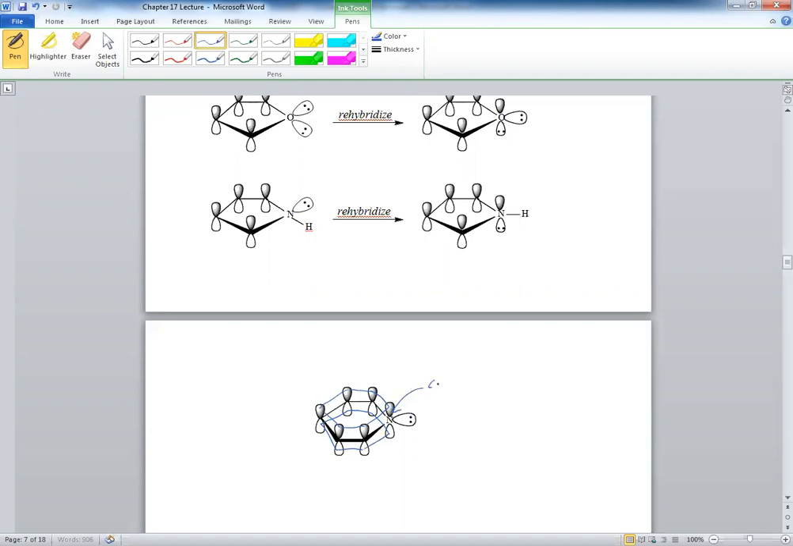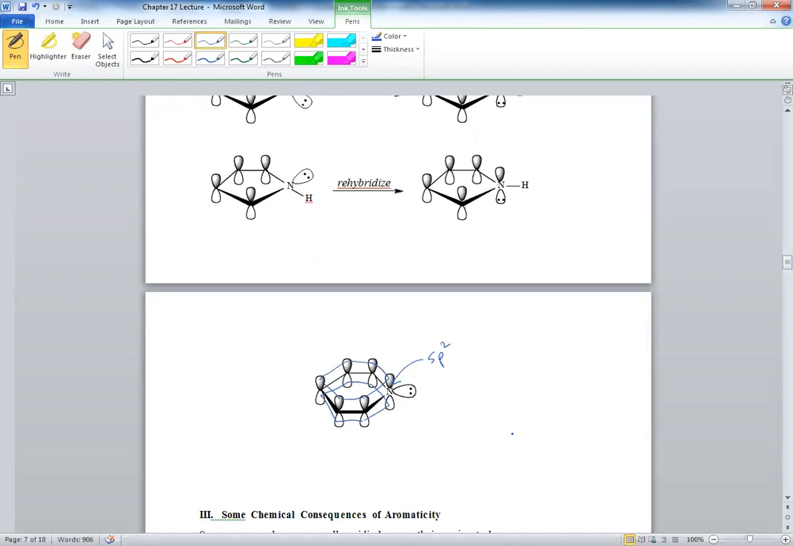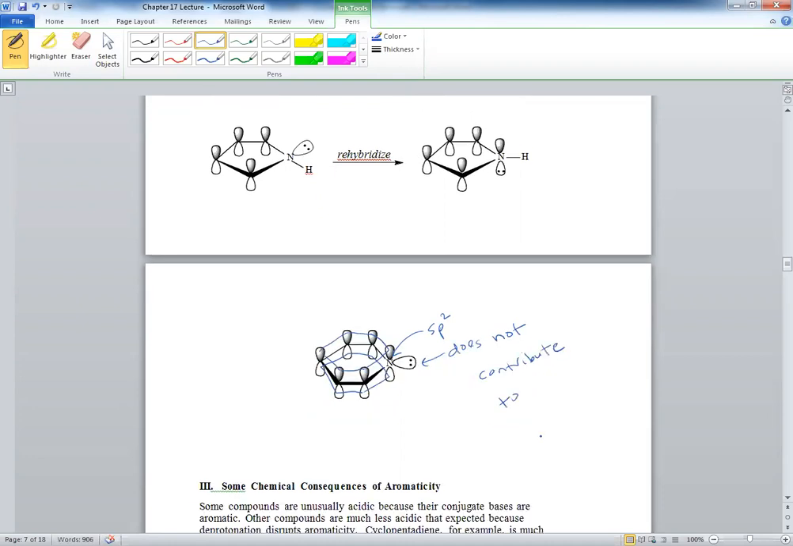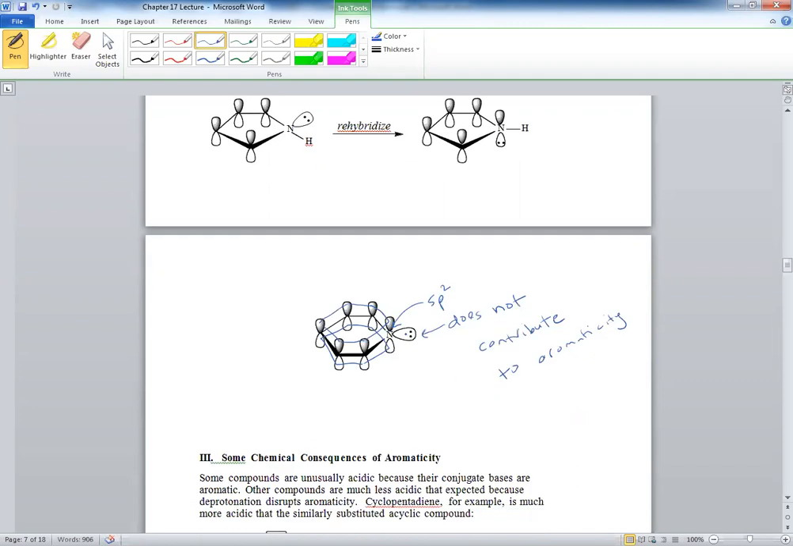So this is sp2. If you notice here, this lone pair does not contribute to aromaticity. And why is that? It's because it is not parallel. It is not in that p orbital. It's in an sp2 orbital, and it's perpendicular to the p orbitals.